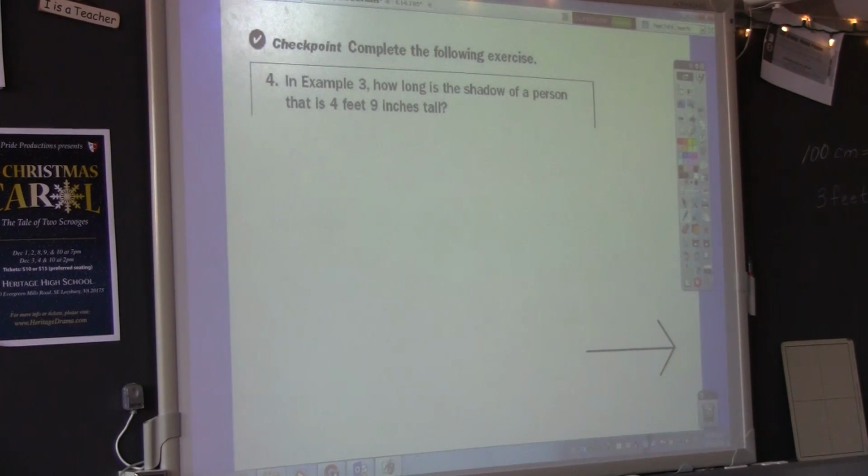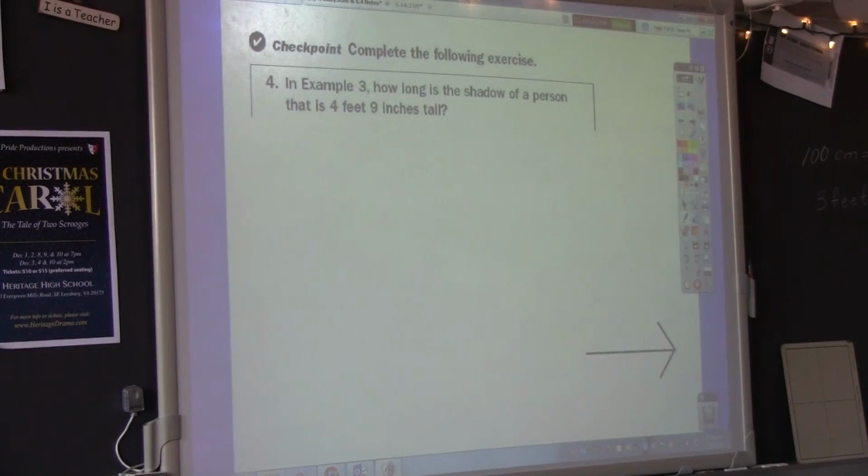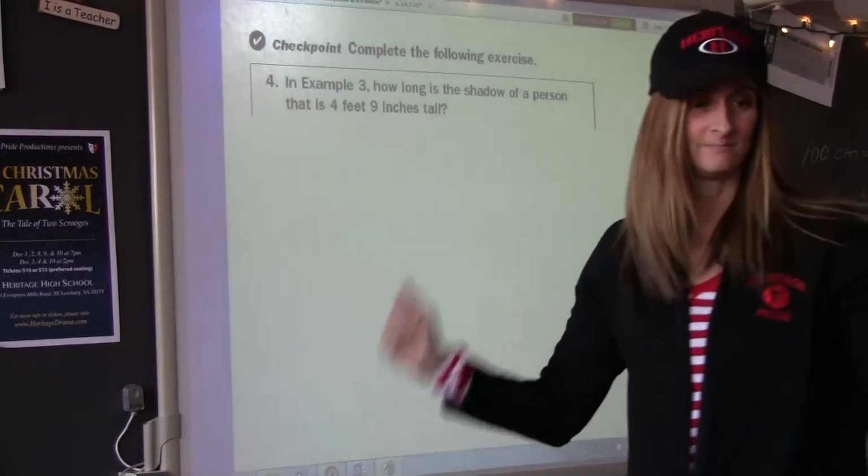There are different ways to write proportions. So yours might be set up differently than your neighbor's. And that's okay.